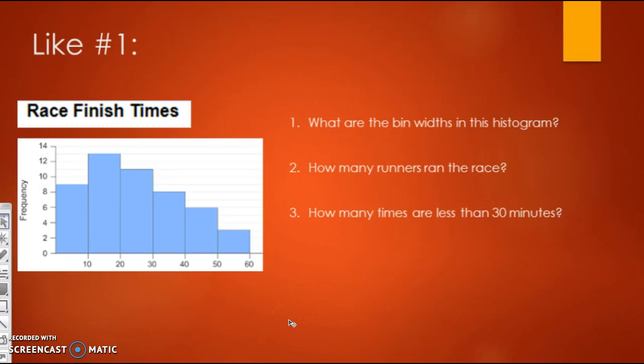What are the bin widths in this histogram? When we talk about bin widths, we're talking about what's going on here. Each one of these bars is called a bin when we're talking about a histogram. So the bin widths here are 10 minutes, right?